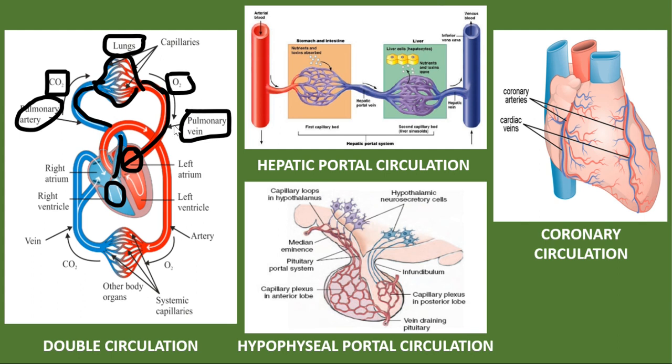This course of blood from right ventricle to the left auricle of the heart via lungs is called pulmonary circulation.